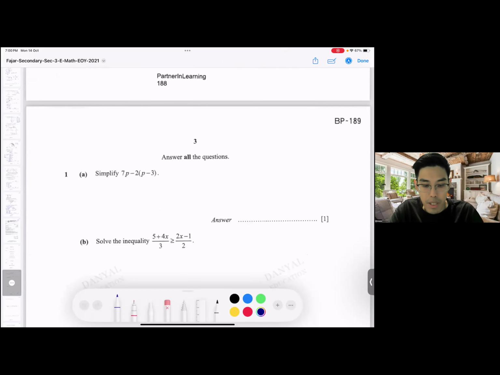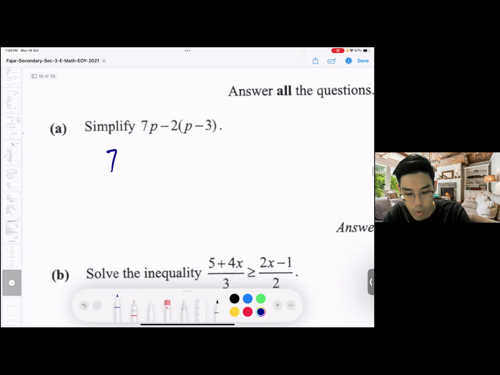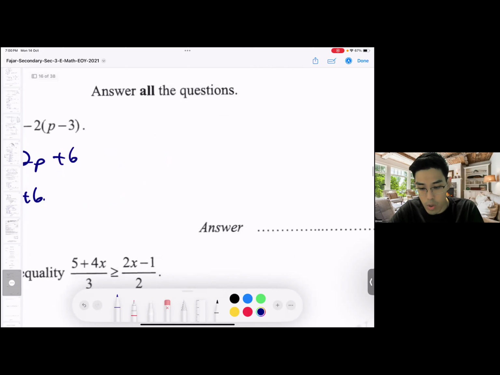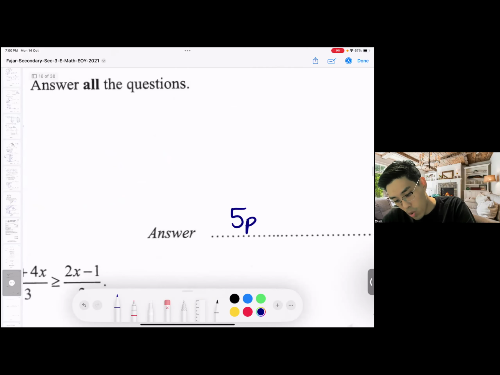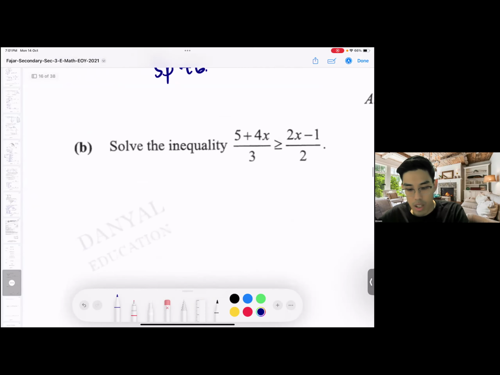Okay, simplify 7p minus 2 bracket p minus 3. Simple simplification stuff, I don't want to talk too much about this. It's just 5p plus 6. Sign change, expansion, all these are Sec 1 stuff, so go back and revise if you need to. So 5p plus 6.